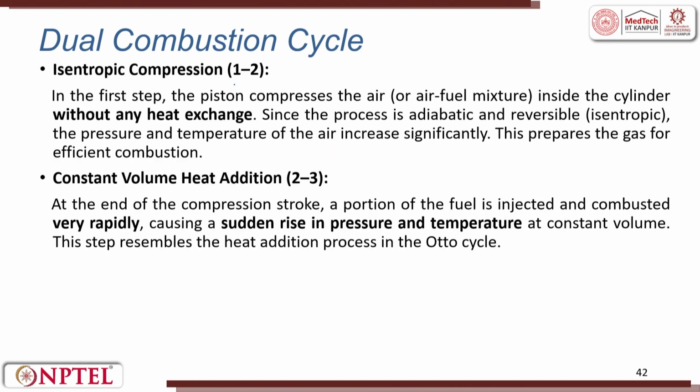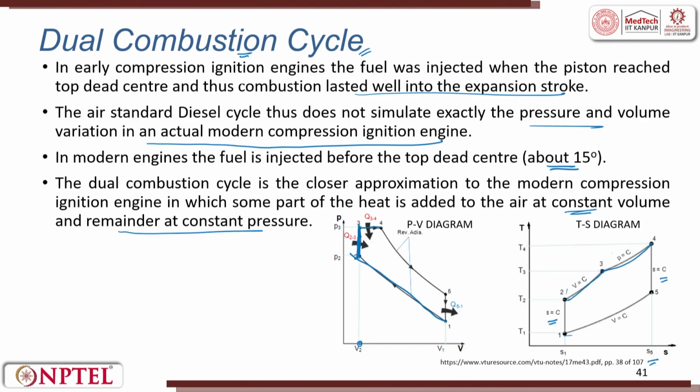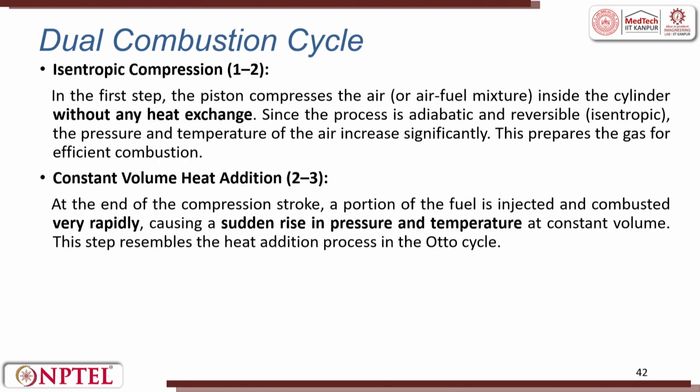So, isentropic compression is 1 to 2, we have already seen. 1 to 2 is isentropic compression. So, in the first step the piston compresses air inside a cylinder without any heat exchange. Since the process is adiabatic and reversible, the pressure and temperature of the air increases significantly. This prepares the gas for effective combustion.